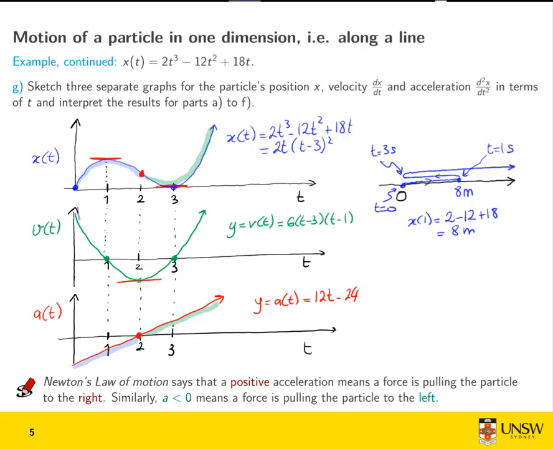When v is positive, it means the particle is traveling to the right. That's what happens between 0 and 1 second. Then v becomes negative, that means the particle is traveling to the left. That's what happens between 1 and 3 seconds. And after that, v is positive, meaning that the particle is traveling to the right again.